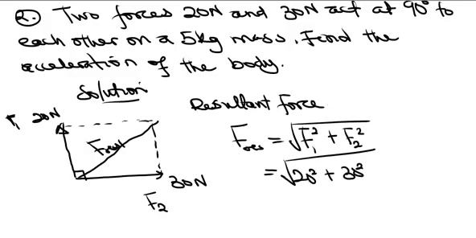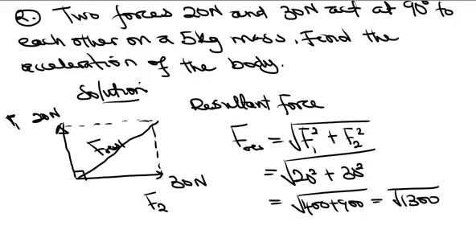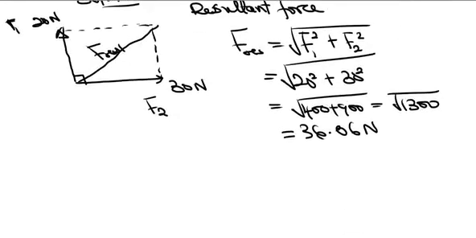And as you can see, that's going to give us the square root of 400 plus 900. And that's going to be the square root of 1300. And the square root of 1300 will give us 36.06 Newton. So from there, we can now use Newton's second law, which says that F is equal to mass times acceleration.